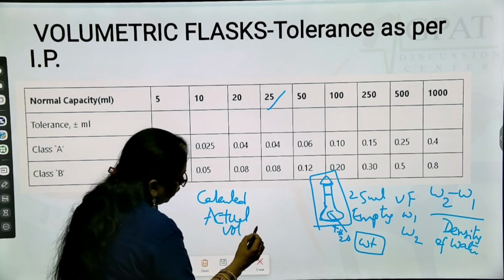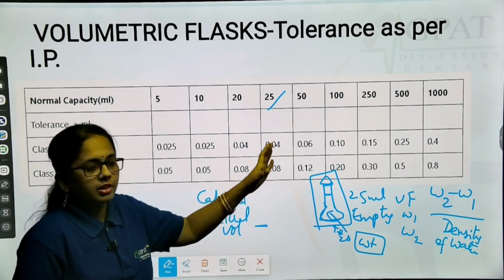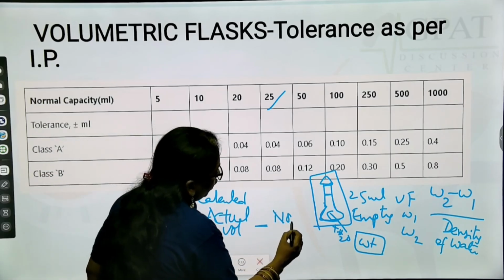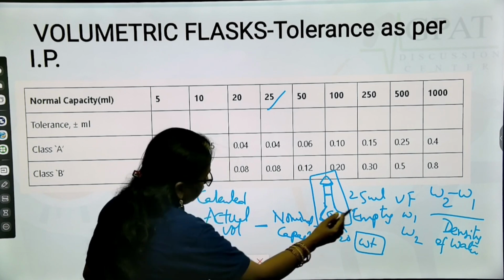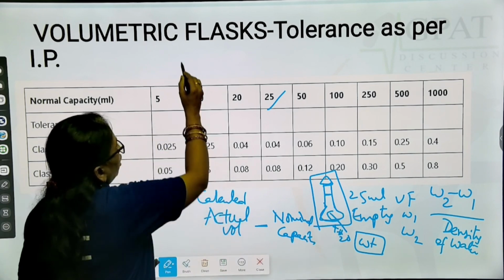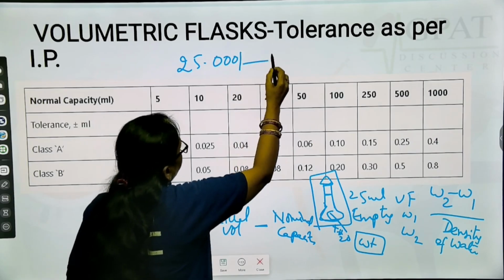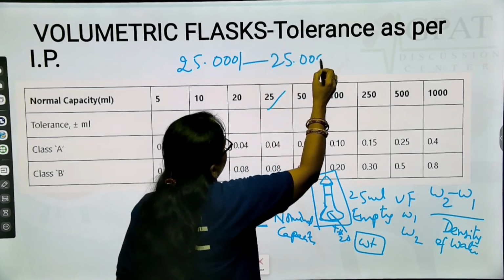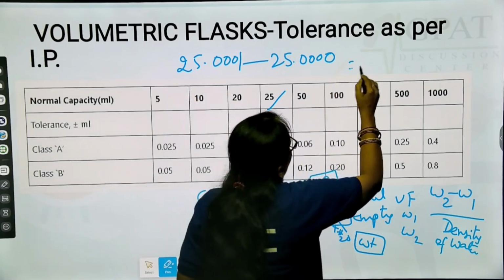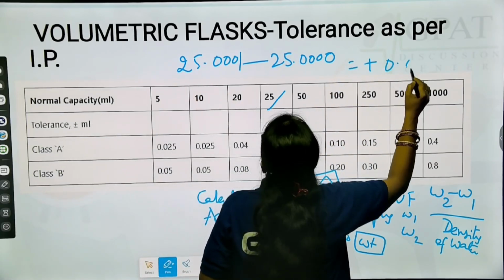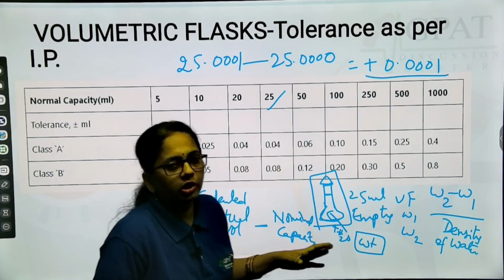Then the theoretical value, that means the nominal capacity volume. What is the nominal capacity? If this is actually 25 ml, and let us say we got 25.0001, the nominal capacity is 25.000. So you subtract this, and you get plus 0.0001. Then check whether this is within the tolerance limit or not.